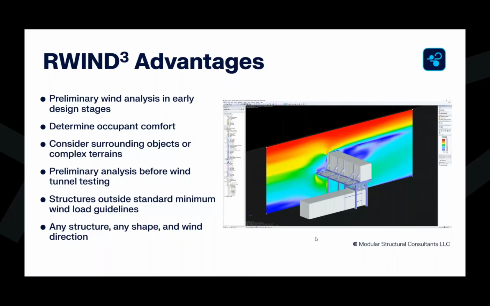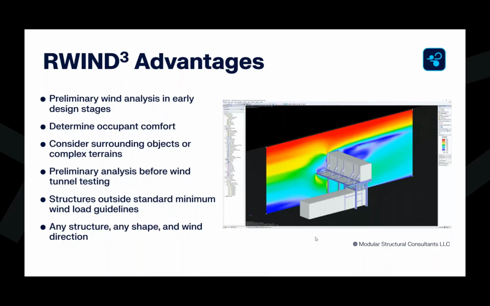So ultimately, we recommend something like RWIND for structures that are completely outside the standard minimum guidelines given by ASCE 7 or the NBC. We would never recommend this program for a box type structure. The code is very clear on how to apply wind loads there. You could use the automatic wind load generator directly within RFEM 6 according to those codes.